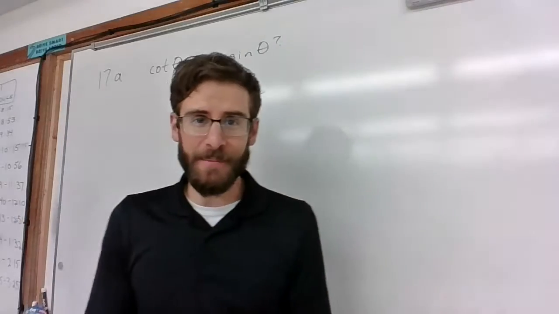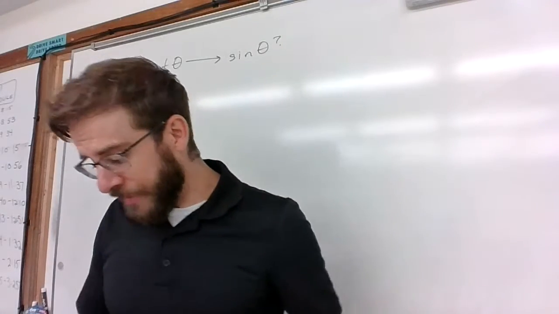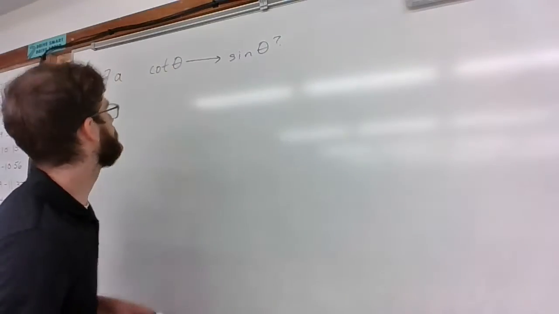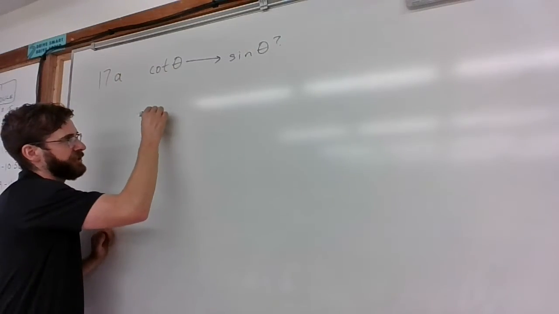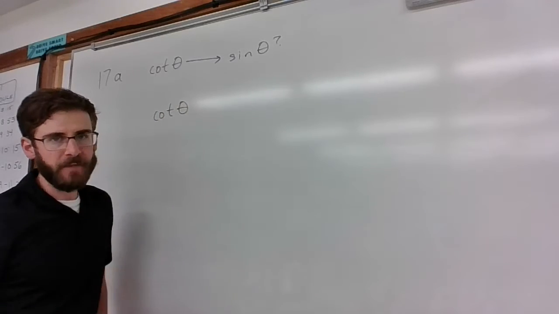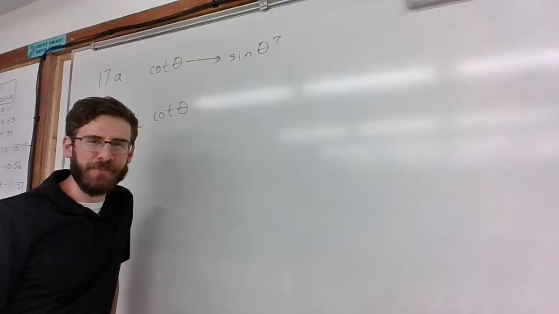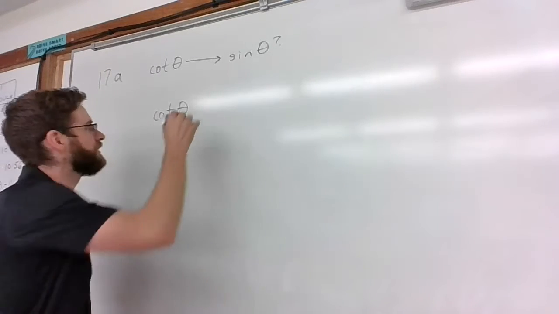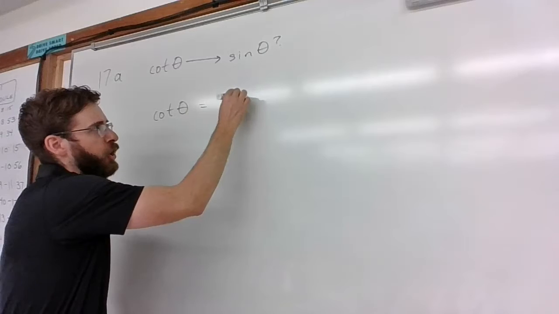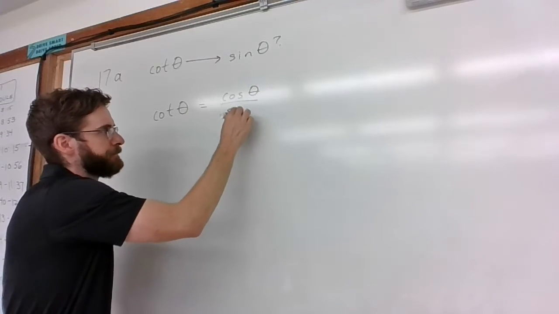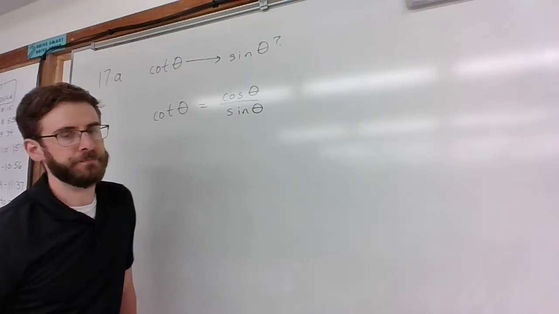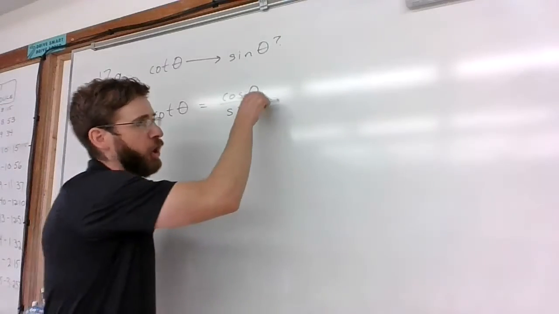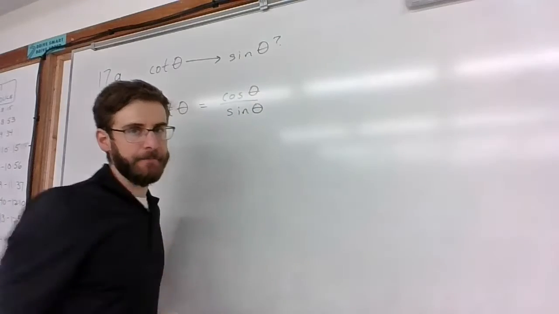All right, so what do they mean by rewrite that whole thing in terms of sine? Well, we've got to start with cotangent. Remember all those strategies back in the day? Turn them into sines and cosines. That's exactly what you're going to do right now. Cotangent ends up being cosine of theta divided by sine of theta. Is there any way to make cosine look like sine?